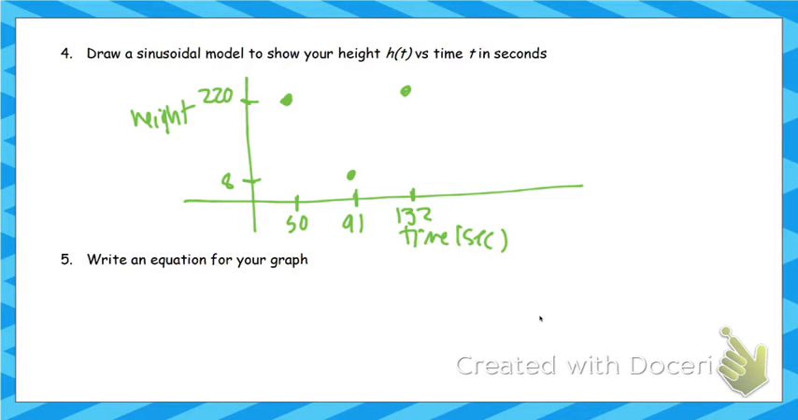So if I wanted to get more and more points, I could, but this is enough to see what this graph's going to look like. That's one cycle of this sine or cosine graph.